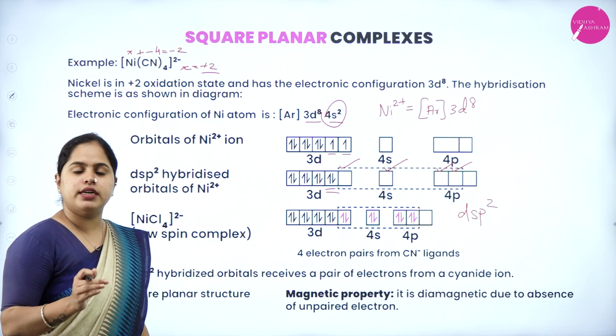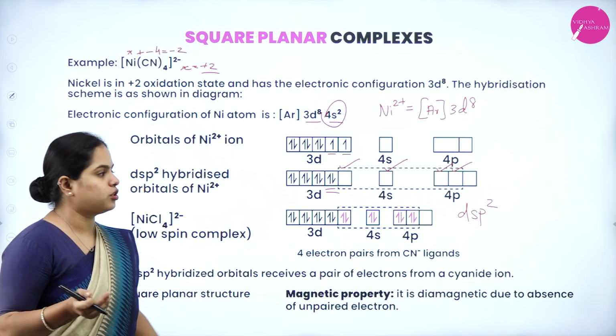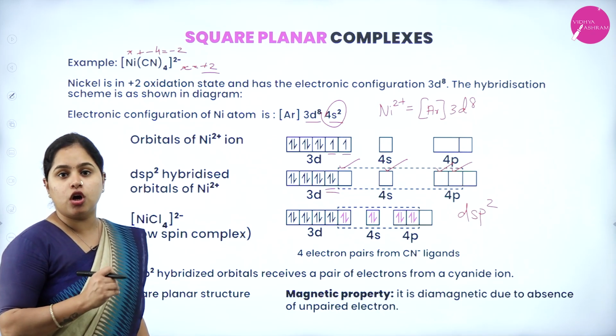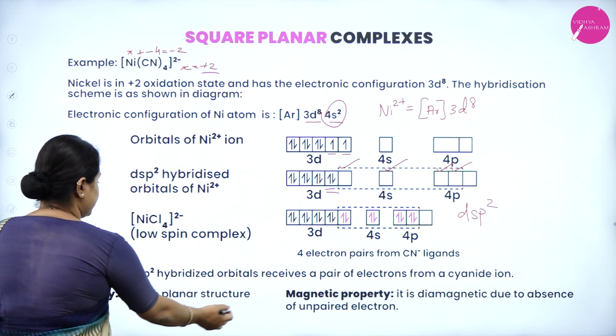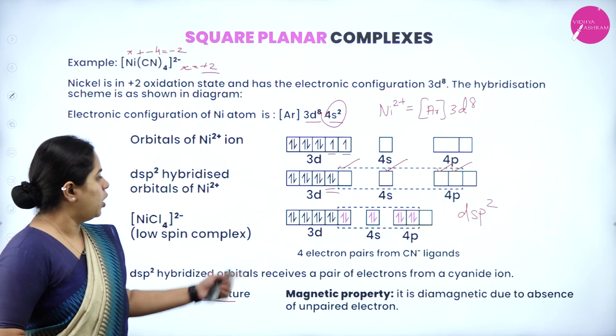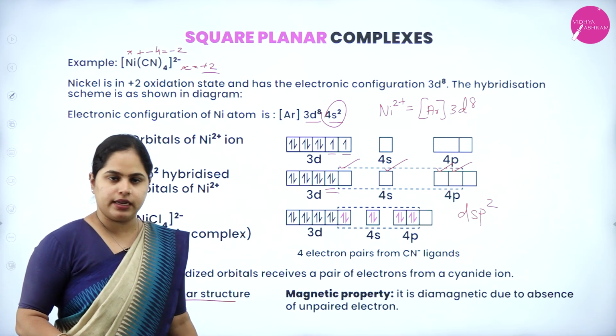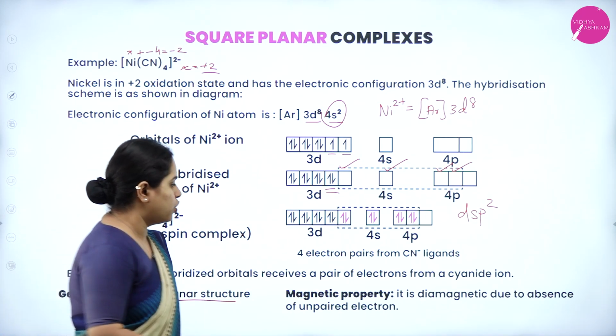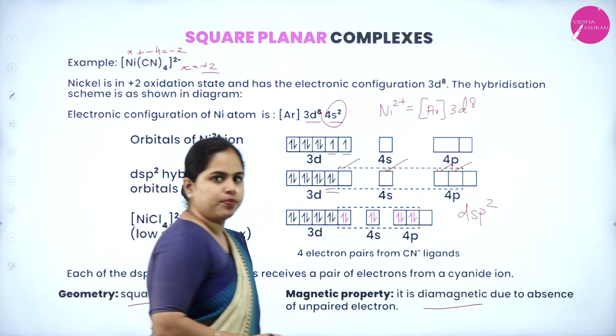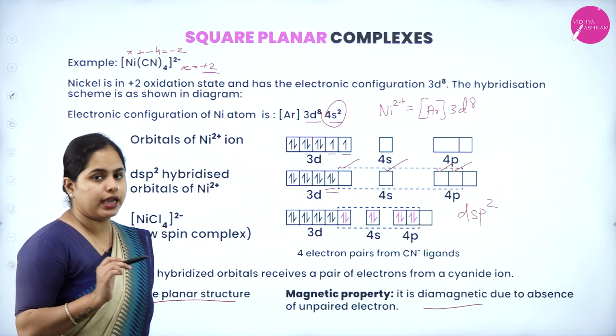So again coming back to the details, what will be the geometry of the coordination compound? It is dsp2. So the geometry will be square planar, right? The geometry is square planar. Now all the electrons are paired, right? There is no single unpaired electron. So of course it is diamagnetic, right? The magnetic behavior, it is diamagnetic.